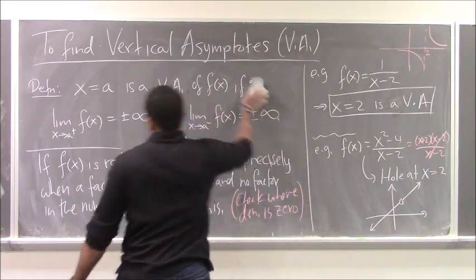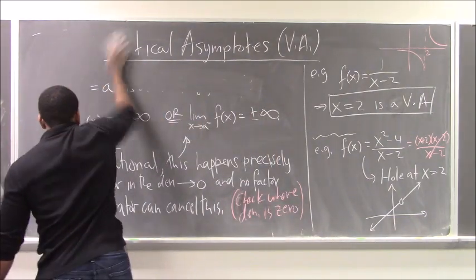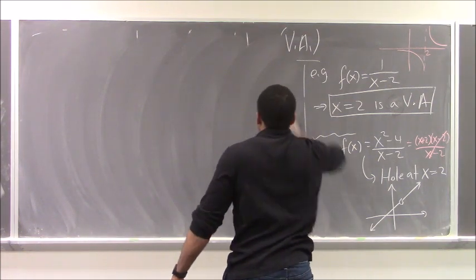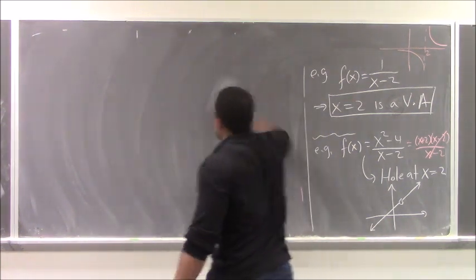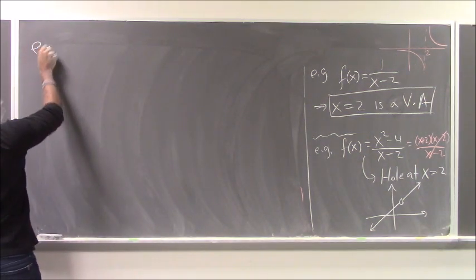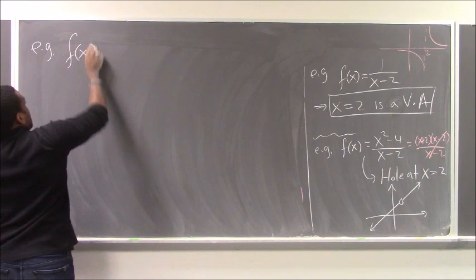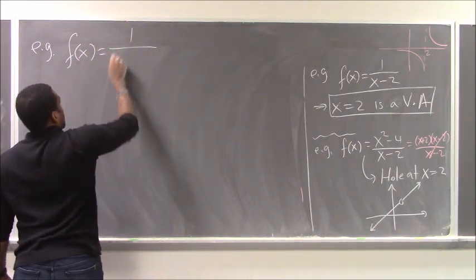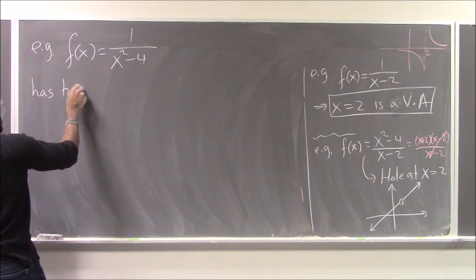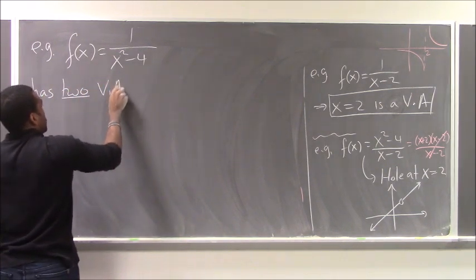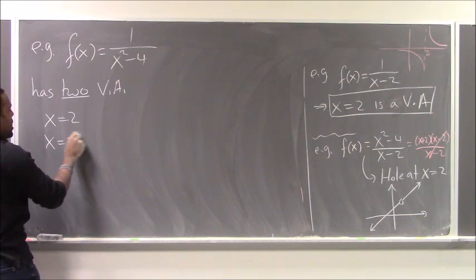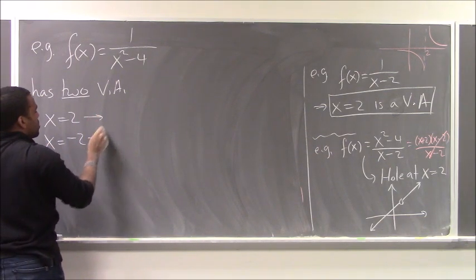So another example is if I'm looking at this function, f of x equals 1 over x squared minus 4. It has 2 vertical asymptotes. Namely, x equals 2 is one and x equals minus 2 is one. These are both VAs.